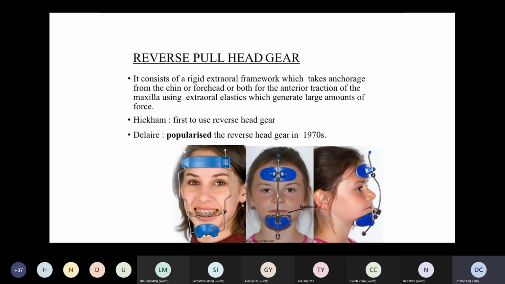We have the earliest design, which is by Hickham, who was first to use this reverse pull headgear. Then we have Delaire, who popularized the reverse pull headgear in the 1970s.